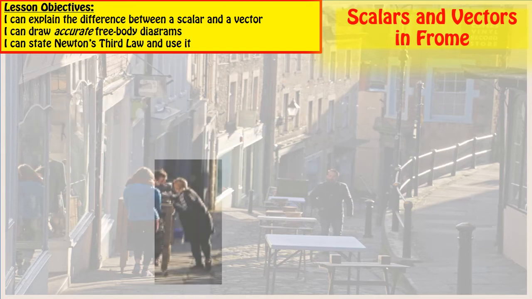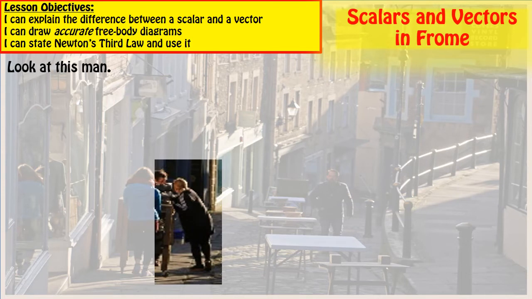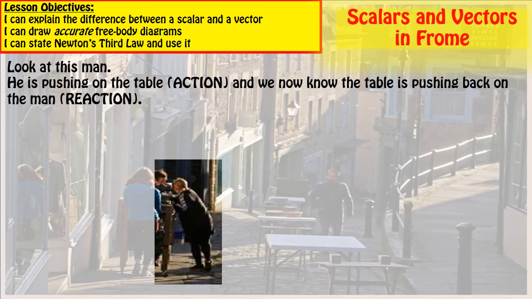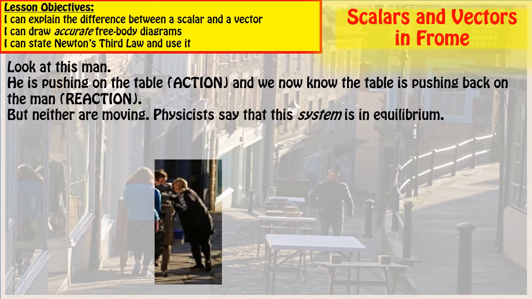So what does this mean? So let's look at this man here. He's pushing on the table, which we now know is the action. It's his action of pushing on the table. And we know that the table is going to push back on the man. That's the reaction force. But neither are moving. Okay, so if his action force was greater to overcome the reaction force, then the table would be moved. So if it's not moving, the action and the reaction force must be equal. They must be in equilibrium.